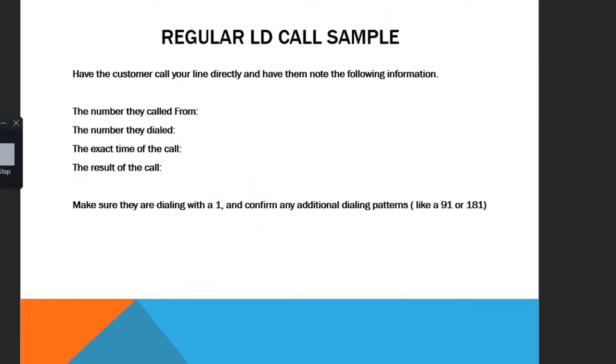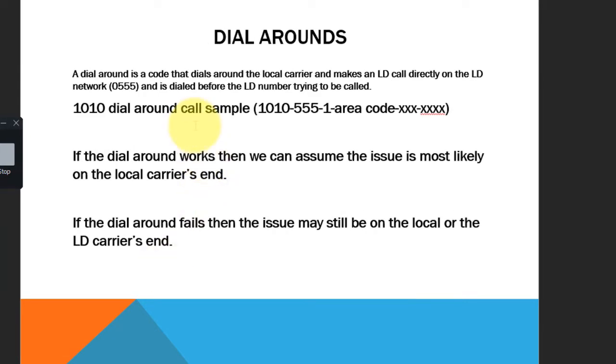So let's pause that scenario real quick. Let's talk about dial rounds. I know I previously went over it very quickly. I basically explained kind of what it is. Let me read my little note here. A dial around is a code that dials around the local carrier and makes a long distance call directly on a long distance network, so 0555, and is dialed before the long distance number trying to be called.